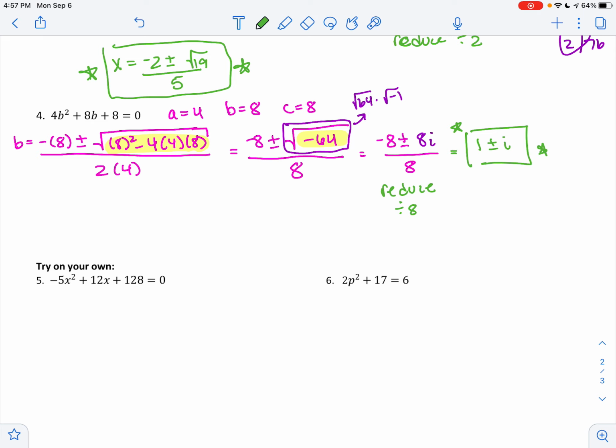If it helps you to see how I simplified this, you could break it up into the real separated from the imaginary. So you would have negative 8 over 8 plus or minus 8i over 8. Negative 8 divided by 8 is 1. 8i divided by 8 is i. So that's another way to think about this. You can either think about it as reducing or by separating, like how we did here.